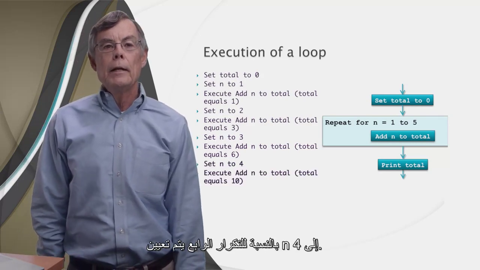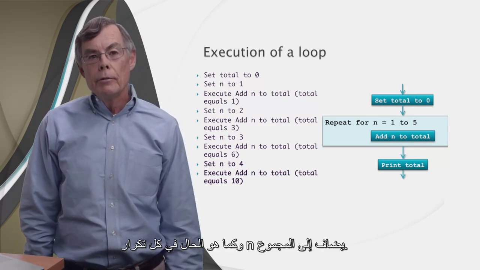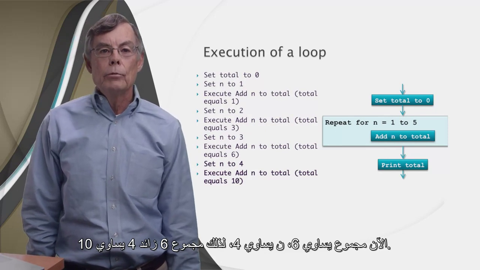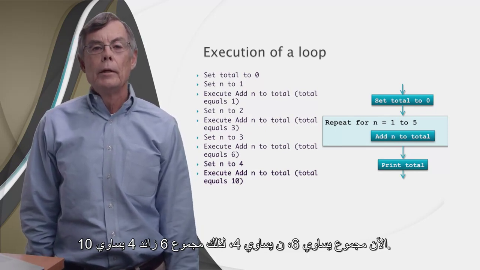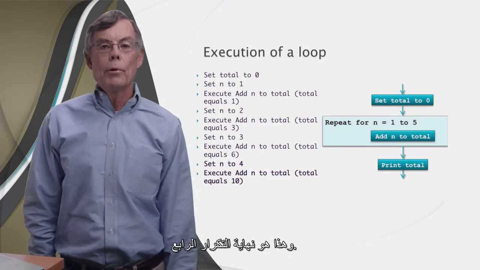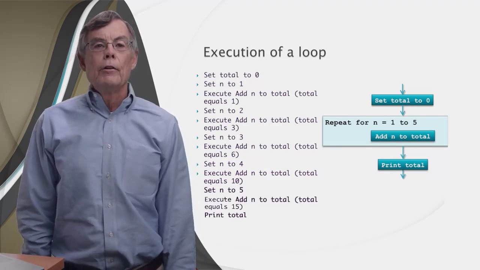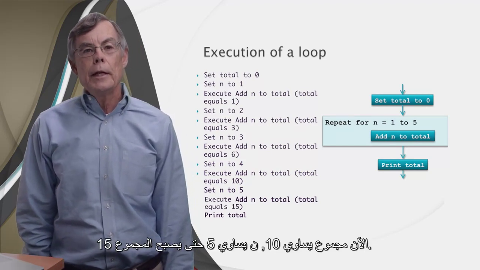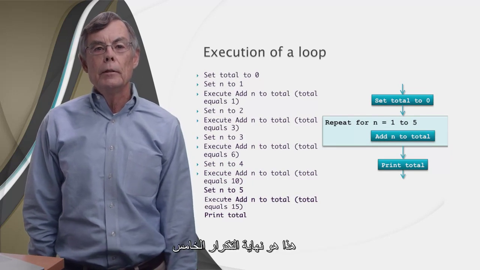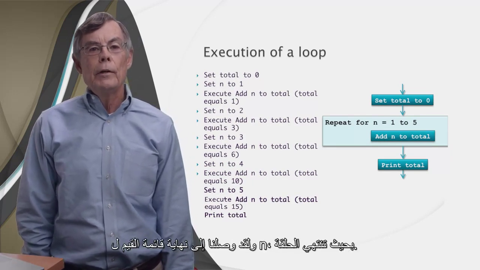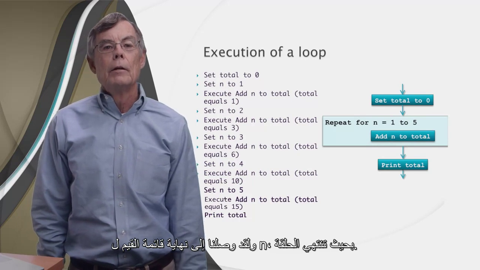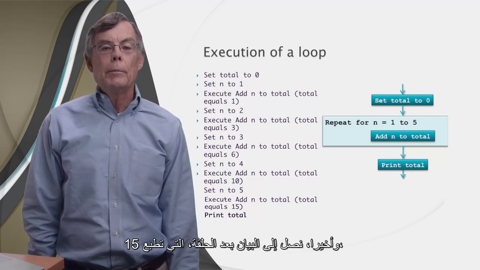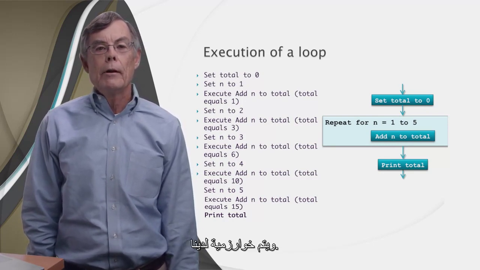For the fourth iteration, n is set to 4. And as in every iteration, n is added to the total. Now total equals 6, n equals 4, so total 6 plus 4 equals 10. And that's the end of the fourth iteration. For the fifth iteration, n is set to 5. Again, n is added to the total. Now total equals 10, n equals 5, so total becomes 15. That's the end of the fifth iteration, and we've hit the end of the list of values for n, so the loop ends. And finally, we get to the statement after the loop, which prints 15, and our algorithm is done.